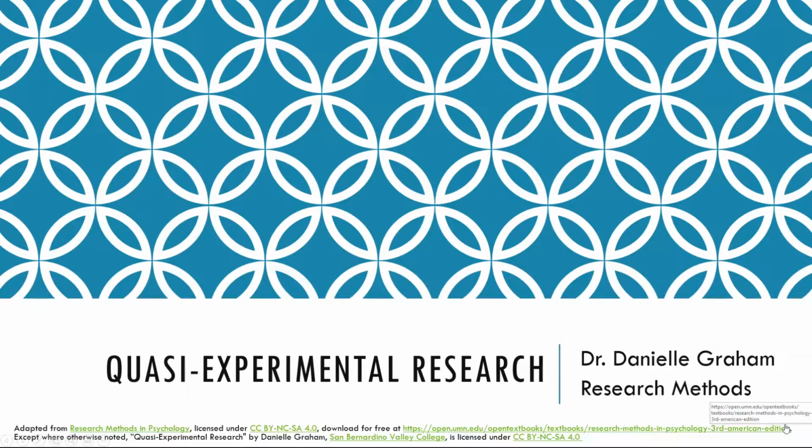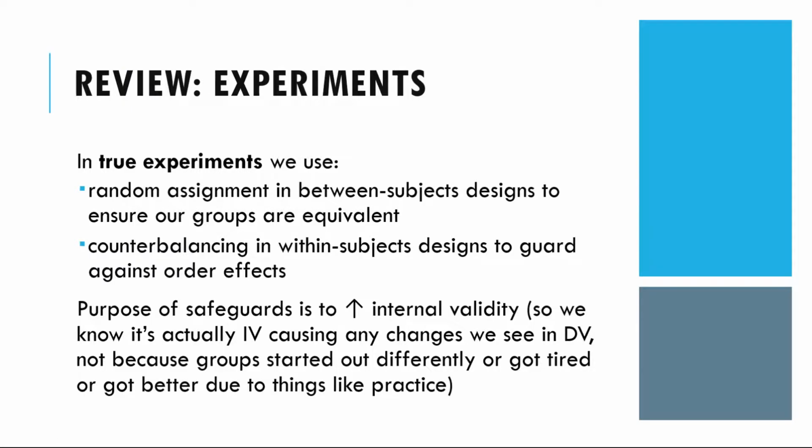Quasi-experimental research. The prefix quasi means resembling. Thus, quasi-experimental research is research that resembles experimental research, but is not true experimental research. Recall that with a true between groups experiment, random assignment to conditions is used to ensure the groups are equivalent.